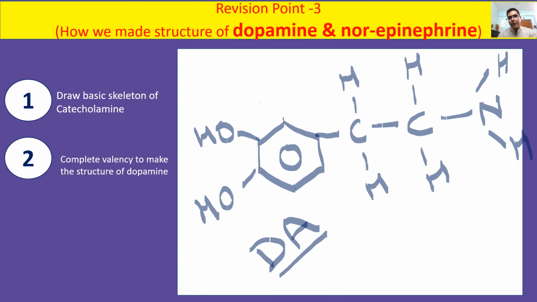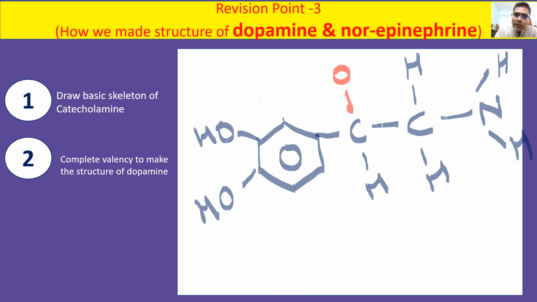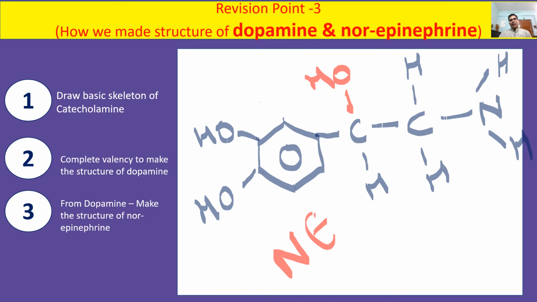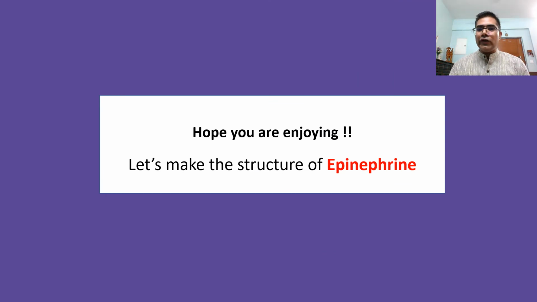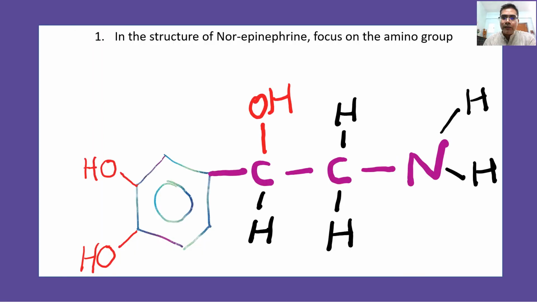Now how did we make norepinephrine from dopamine? Very easy. In the dopamine, in the side chain, the first carbon, we replaced one H with OH, and this becomes the structure of norepinephrine. Easy, right? So from dopamine, we can easily make the structure of norepinephrine. So let's move forward. I'm sure you are enjoying it and it's easy. Let's make the structure of epinephrine.